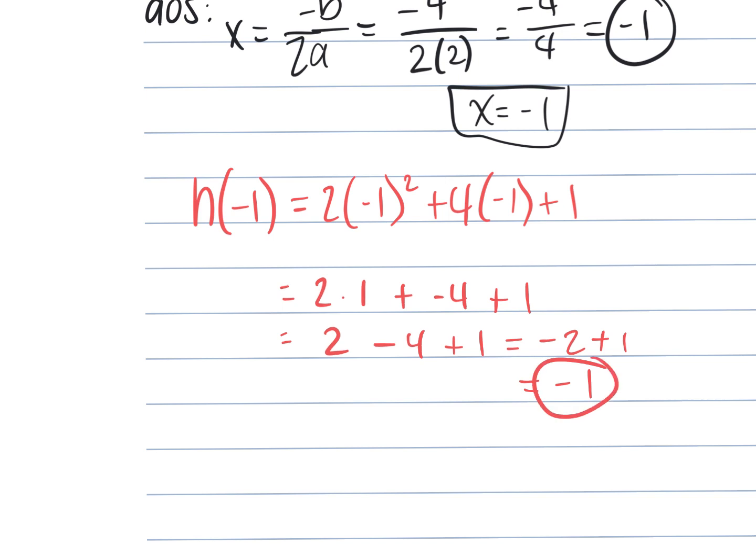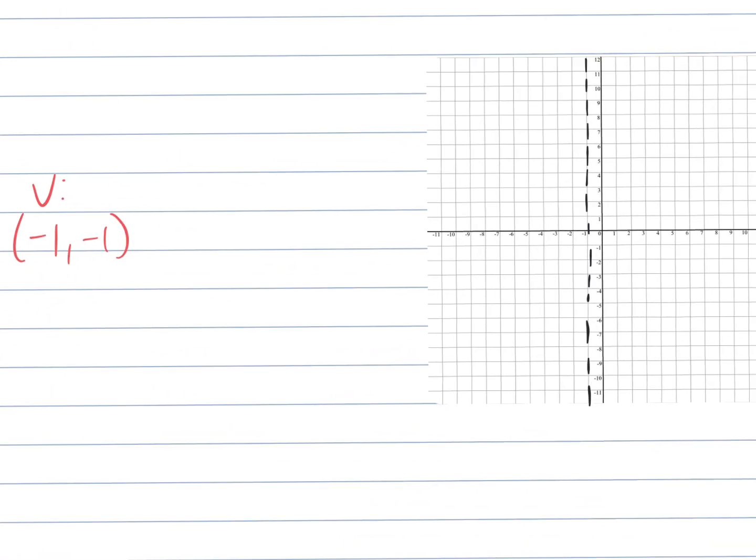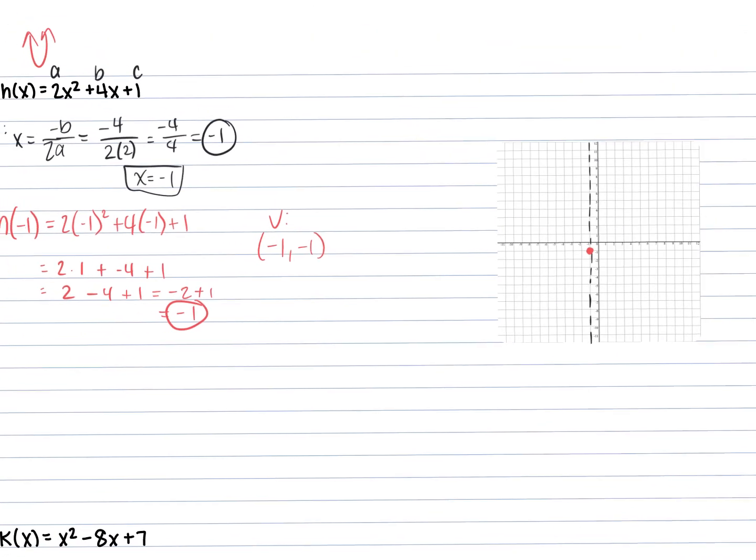Negative 1 is not my vertex. Remember, my vertex is a point. It has two values, an x value and a y value. What is my vertex? Negative 1, comma, negative 1. Excellent. I'll put a V there for vertex. All right, so now I know the height of my vertex is right here. Put a nice dot there.